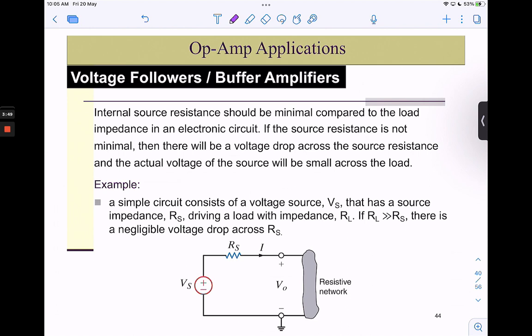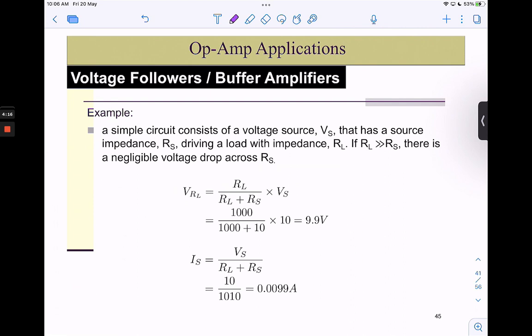So let's take a look at an example. A simple circuit consists of a voltage source Vs that has a source impedance of Rs, driving a load with impedance RL. So this is the RL. Let's say that RL is greater than Rs, so there is a negligible voltage drop across Rs. Let's say RL equals 1000 ohm, and Rs equals 10 ohm.